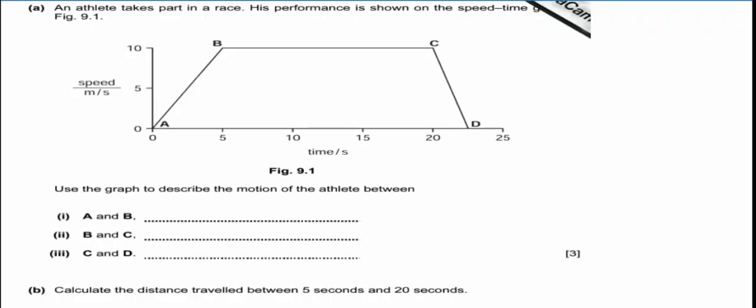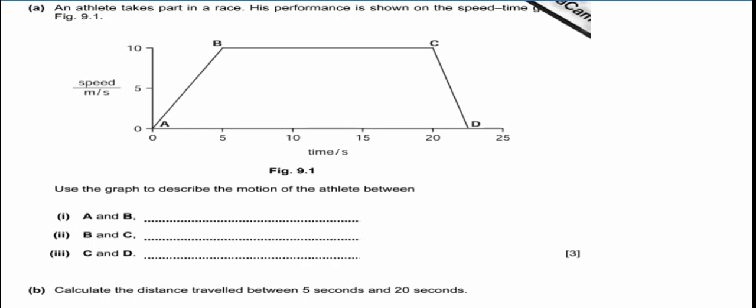An athlete takes part in a race. His performance is shown on the speed time graph. So here we are having the speed of the athlete. Then here we are having the time taken for the athlete to run this race. Okay. So we have point A, point B, point C, and point D.